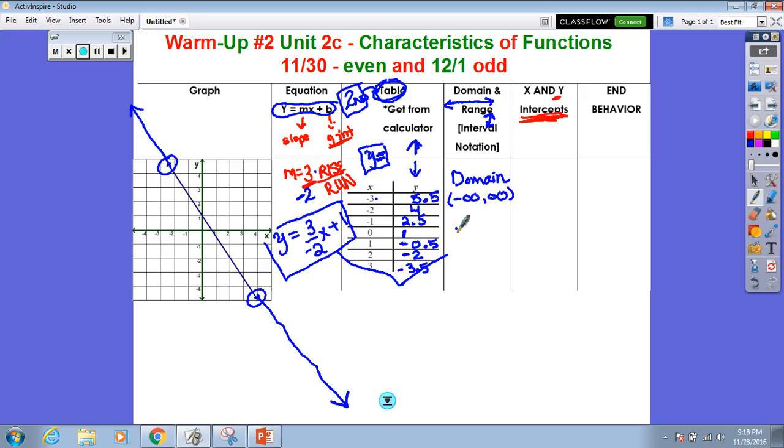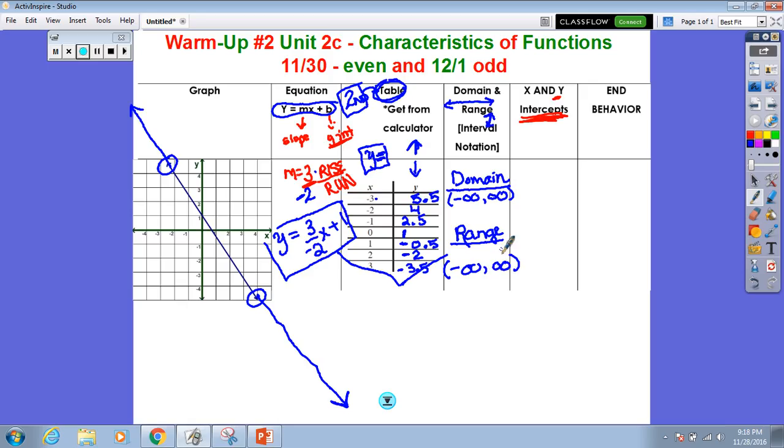Alright, so range tells us how far up and down does the graph go. We got to remember the same thing. This graph never ends. It keeps going up and up and up, and it keeps going down, down, down. So that means my range is also negative infinity to positive infinity.